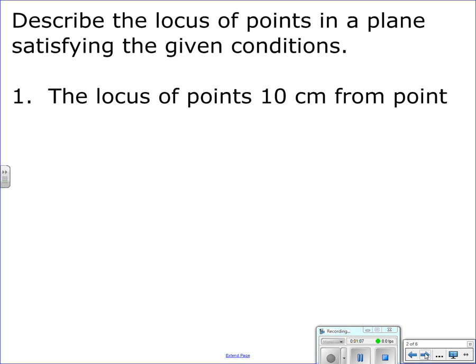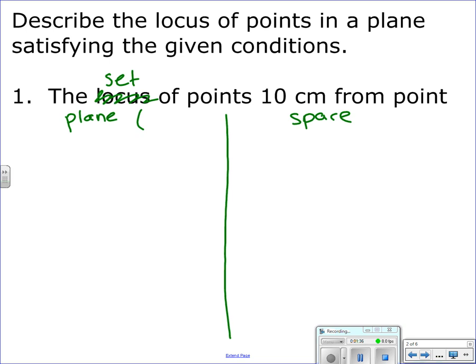The locus of points, basically, if you don't like the word locus, you could think about it as the set of points 10 centimeters from a point. Now, there's two different ways to think about this, and I think the book is a little bit more specific than I was in this question because I want to talk about both possibilities. You could talk about the set of points in a plane versus the set of points in space. A plane, two-dimensional, space, three-dimensional.